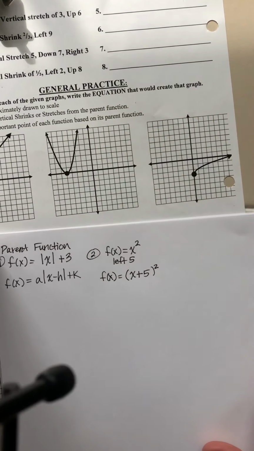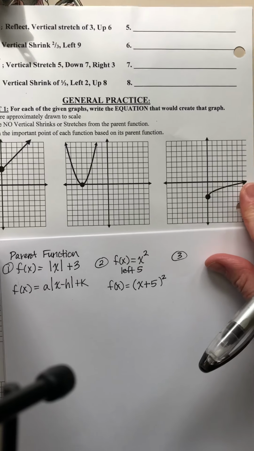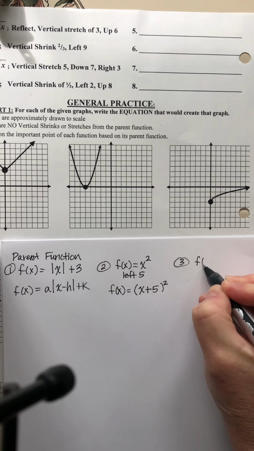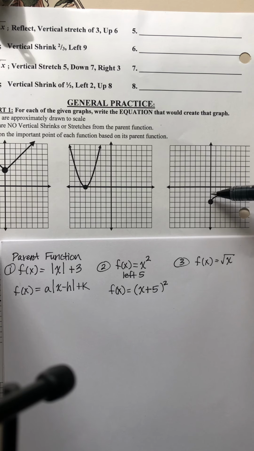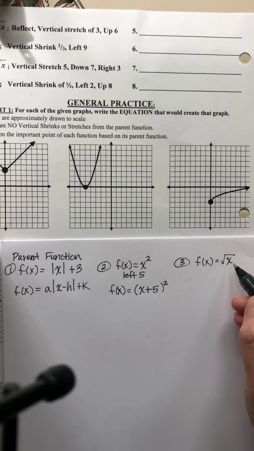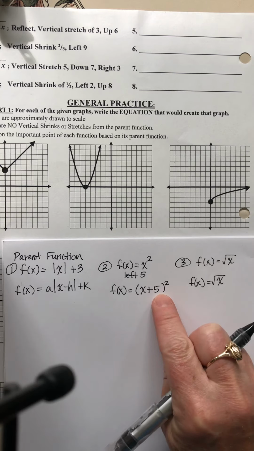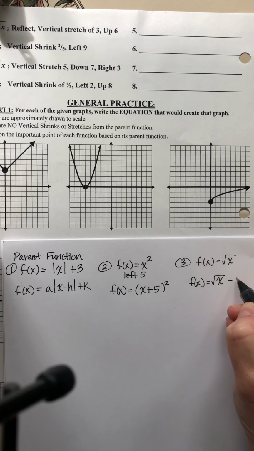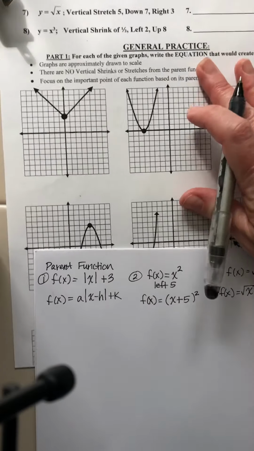Okay, looking at the third one, this is a square root graph. Let me get it straight here. And so the parent function is going to look like this: square root of x. Well, as we can see, it's been moved down 1, 2, 3. So it's only been moved down. It hasn't been moved left or right. So remember the up and down motions, those are going to get written outside of the square root, just like outside of the parentheses or outside of the absolute value. And so that's going to be the square root of x minus 3. So you can see this is not really a difficult thing. We're going to do a few more.